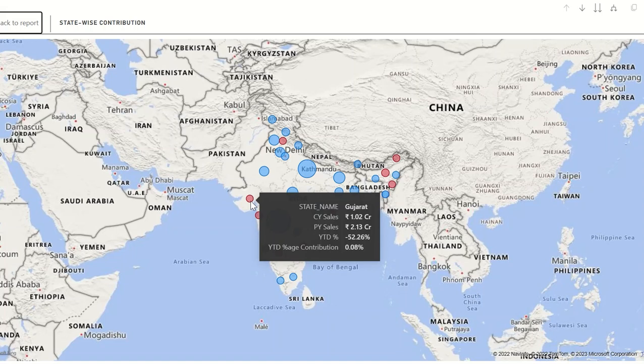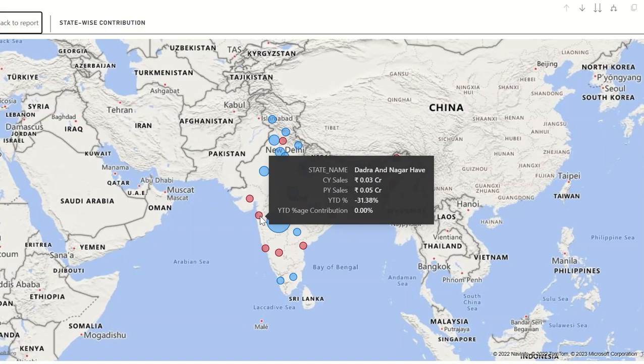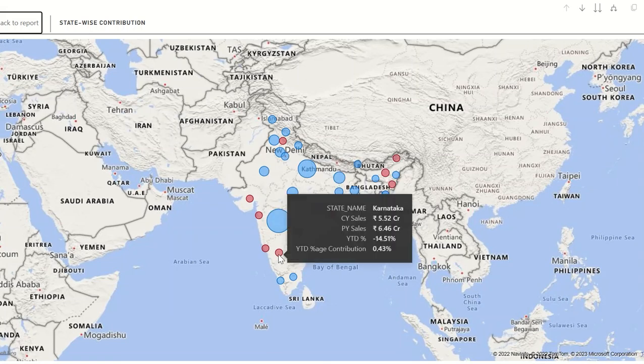So you can see for Gujarat, there is a degrowth of 52%. For Dadra and Nagar Haveli, there is a degrowth of 31%, but the sales is not significant, so it might not hamper you, right? But for example, Karnataka is a big state and you would like to improvise. Last year it did a business of 6.46. This year it did a business of 5.52 CR. So there is a degrowth by 14.51%.